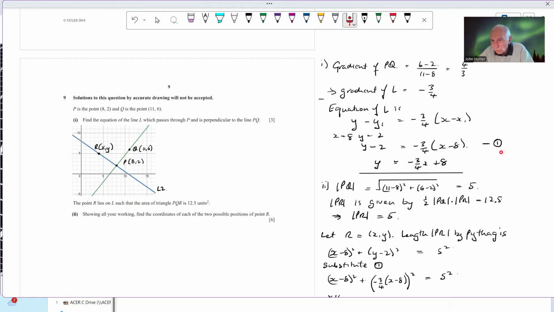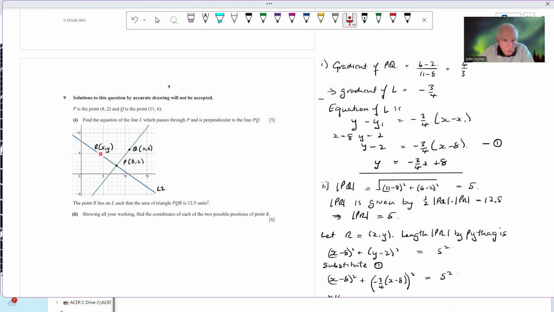So if we substitute those in there, we're going to get this. I've noted this because we're going to use this in part 2. But we would normally write the equation like that. All right, so that's that one. And the second part: the point R lies on L such that the area of triangle PQR is 12.5 units. Showing all your working, find the coordinates of each of the two possible positions of point R.